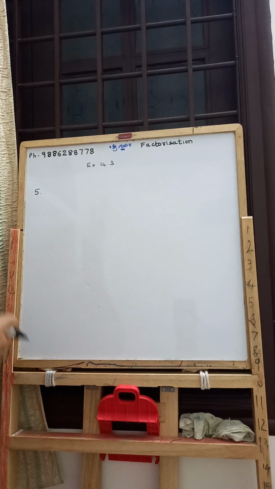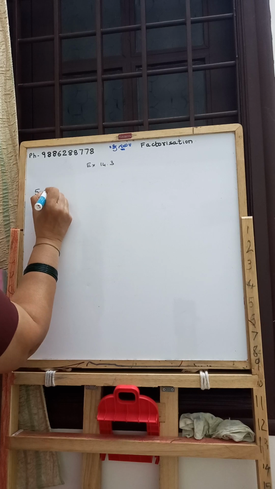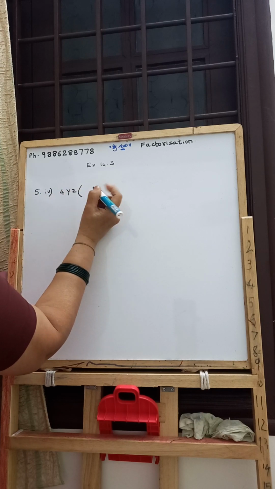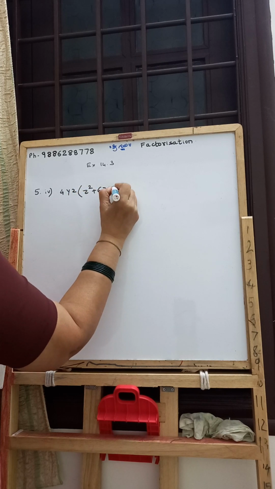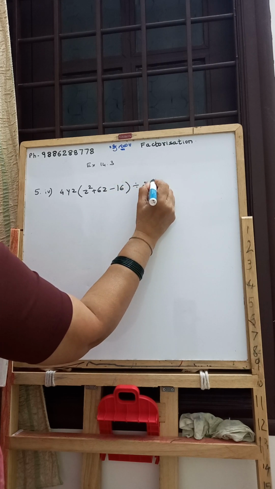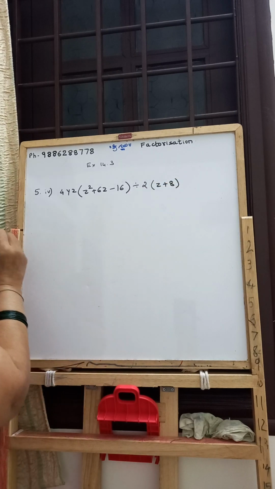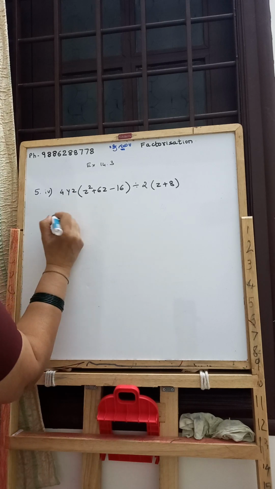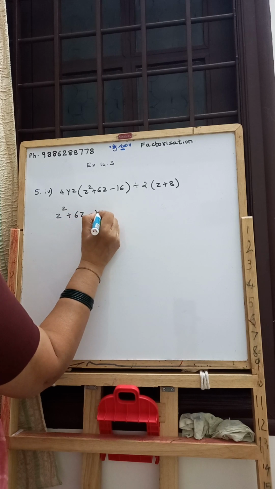Now, the fourth one: 4yz into bracket z square plus 6z minus 16 divided by z plus 8. Factorizing z square plus 6z minus 16.